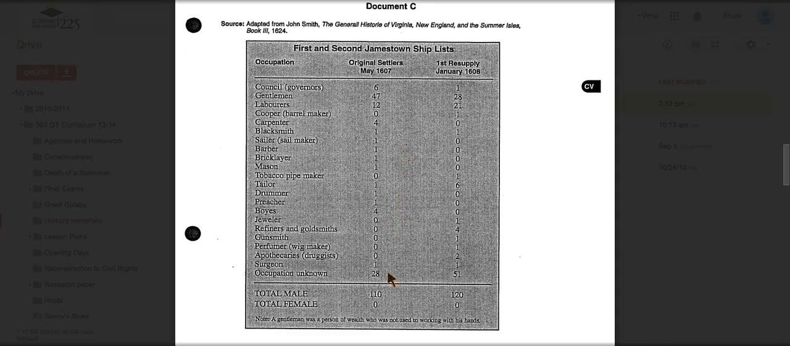Then I would look down at the next biggest group is 28. 28 have no occupation, no known occupation. This is not looking good for the Jamestown settlers in the first year when they arrive. What are some of the other numbers?